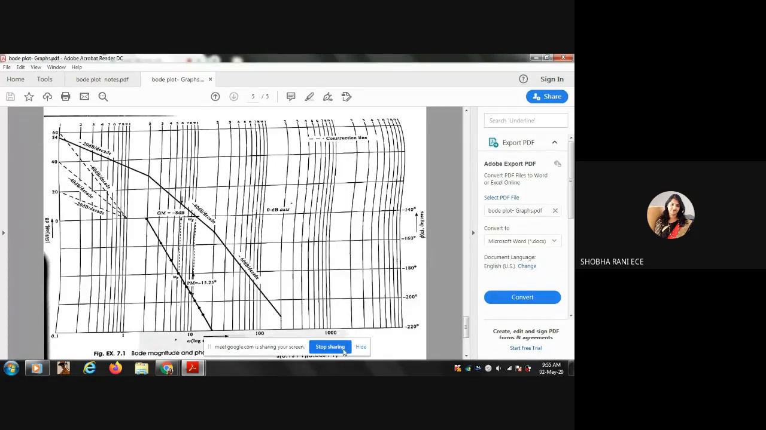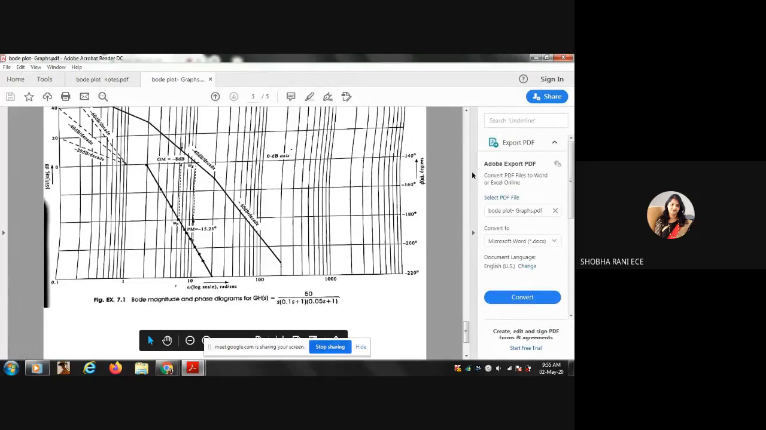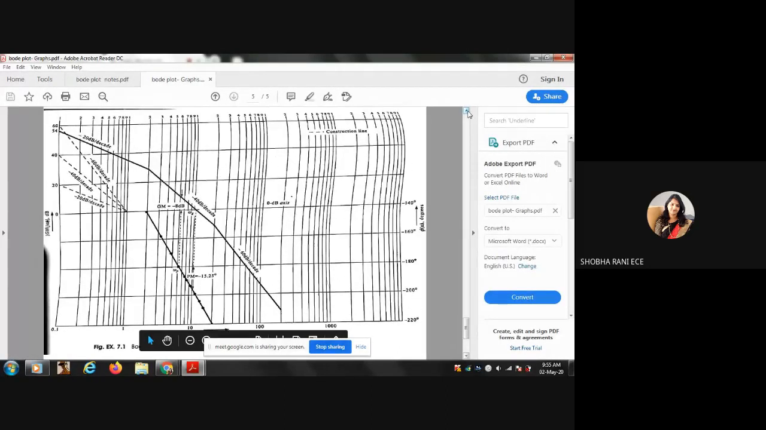So now for the phase plot, your x-axis will remain the same. Your x-axis is again omega only. But what is your y-axis? Your y-axis is phi of omega. Phi of omega is in degrees. So this is your y-axis. You could have written it on the left side only, but since I have marked the magnitude in dB on the left hand side, I will write the phase angle on the right hand side so that these two values will not overlap on each other. Okay, so now omega is common to both the plots, but the y-axis is changing.